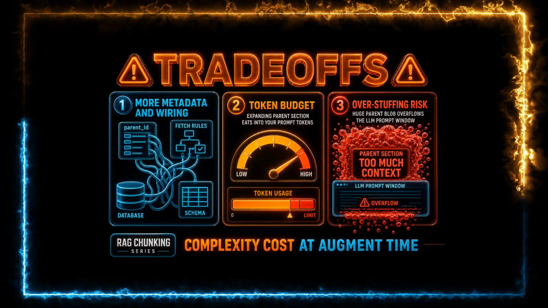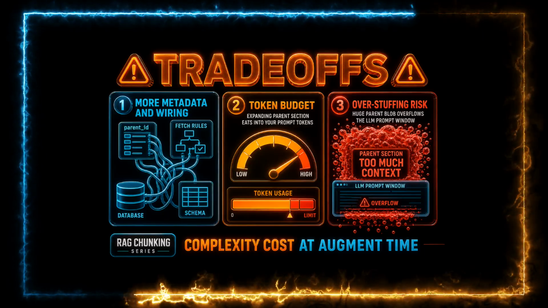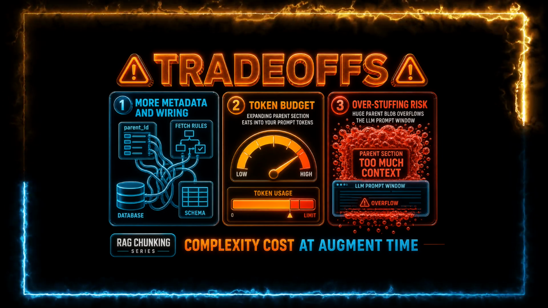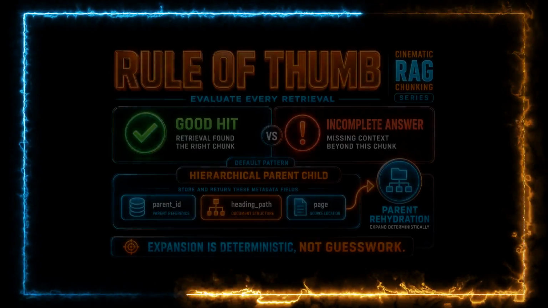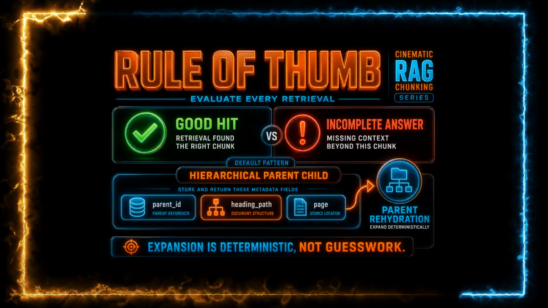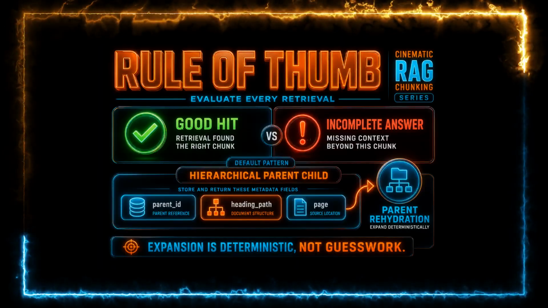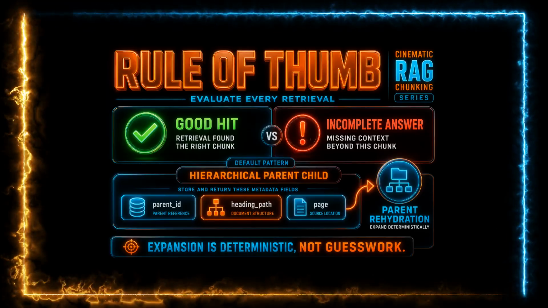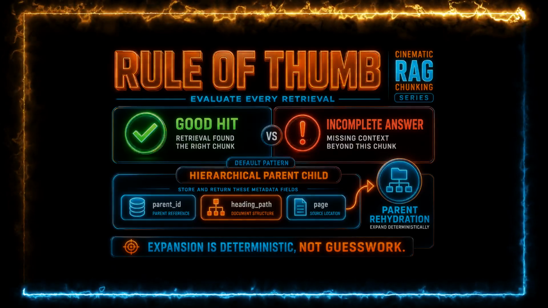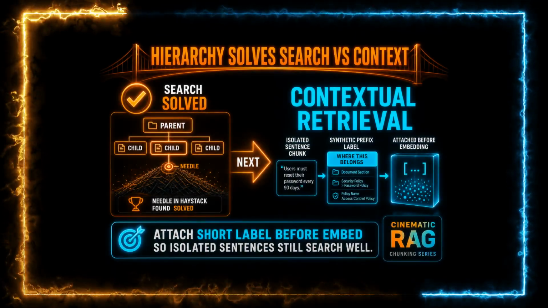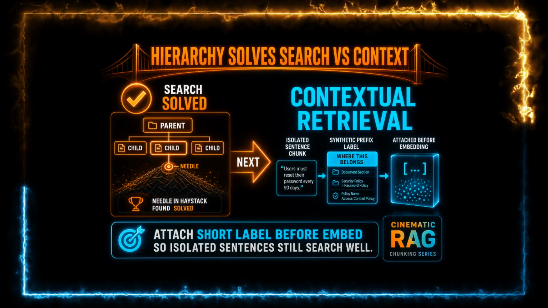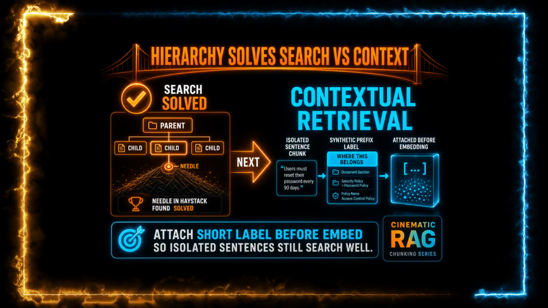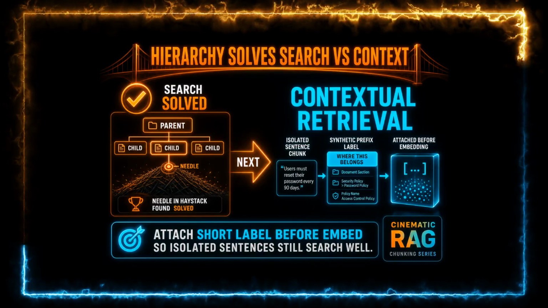Trade-offs. More index metadata and wiring. Parent IDs. Fetch rules. Token budget when expanding parents. Risk of overstuffing the prompt if parents are huge. Rule of thumb: default pattern when evals show good hit, incomplete answer. Store metadata: parent_ID, heading path, page. So expansion is deterministic, not guesswork. Hierarchy solves search versus context. Next, contextual retrieval. Attach a short "where this belongs" label to each chunk before embedding, so isolated sentences still search well.